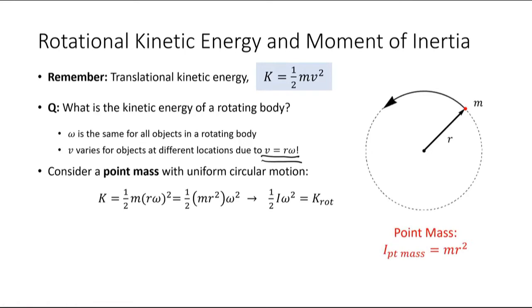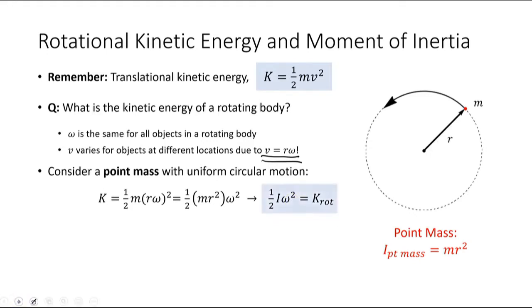It turns out that we call this term in parentheses, mr squared, the moment of inertia I. Specifically, this is the moment of inertia for this particular situation where it's just one little bit of mass moving around in circular motion with constant speed v at a radius r. So if we define the moment of inertia of this point mass to be mr squared, then we can say that the rotational kinetic energy of this rotating object is equal to 1/2 I times omega squared.